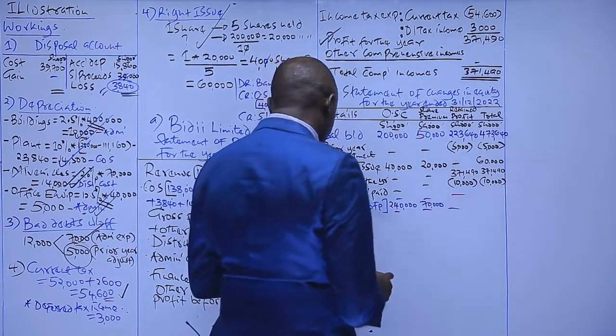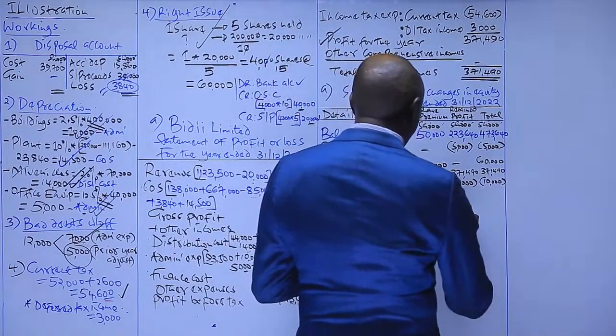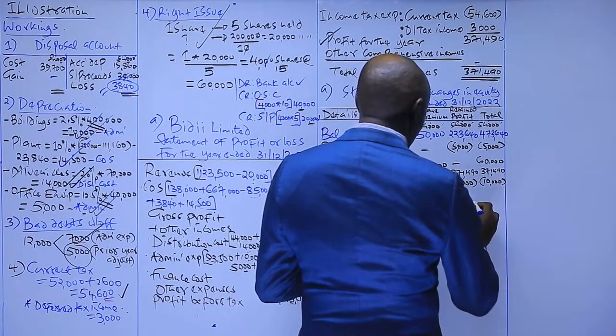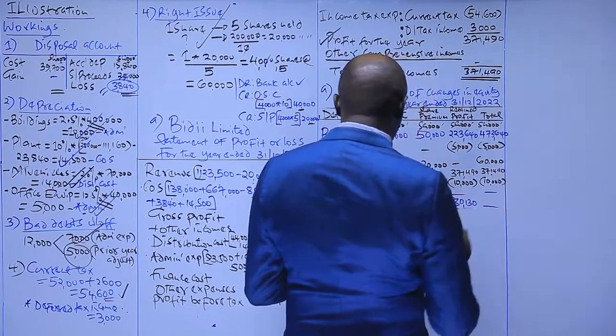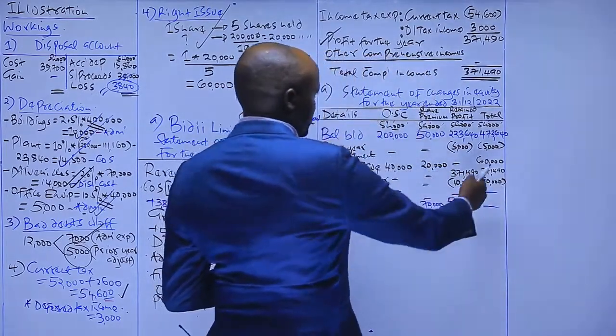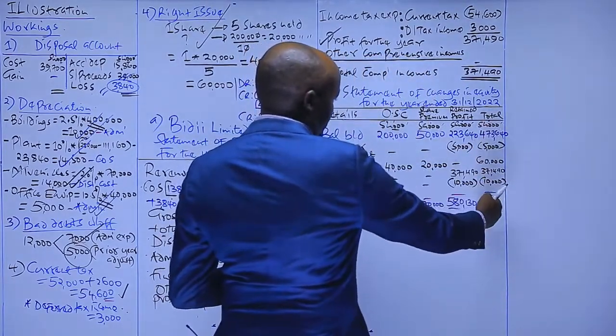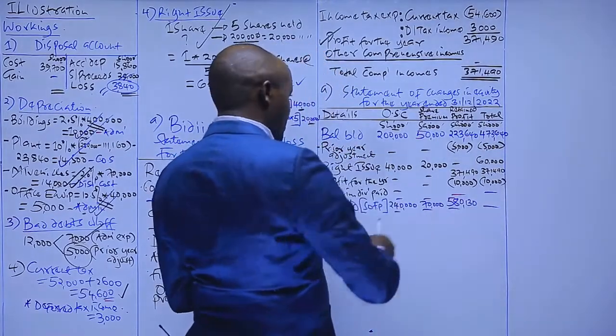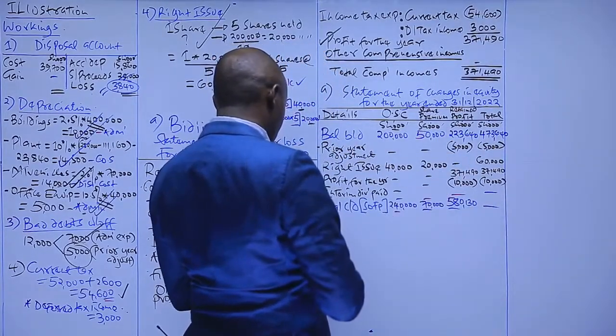So that will give us what? It will give us 580,130. And then we get now the total there. The total you can work out all that, or you add across. So let's just add across, and then we will confirm whether it is correct.